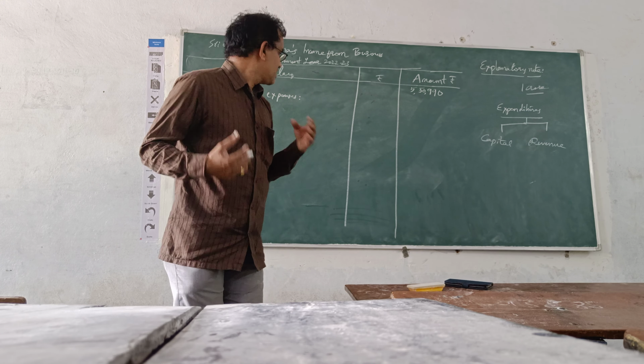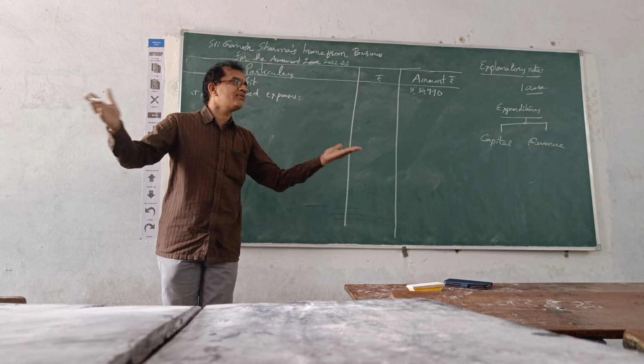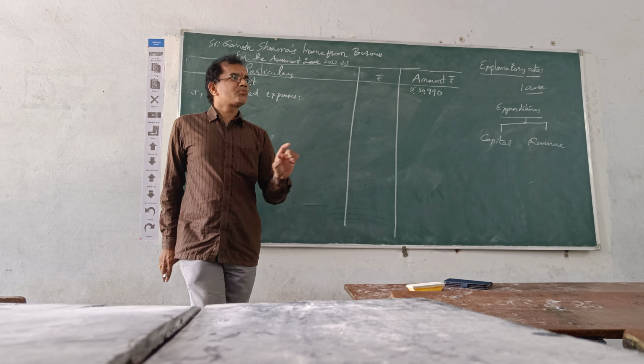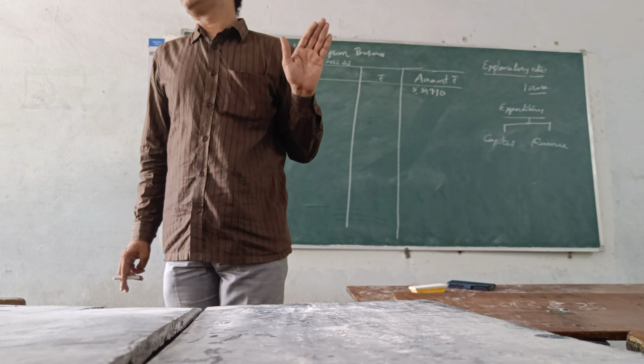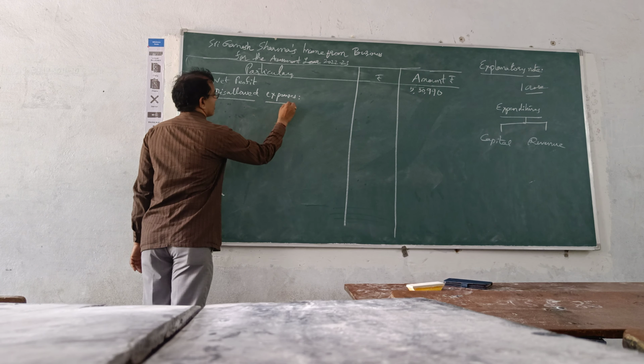Otherwise, what will I do? Entire profit I will show as salary. My profit is 0, sir. I will not pay tax. Did you understand? So that is a proprietor's salary is not allowed. Employee's salary is allowed. Okay? So proprietor, that is disallowed.